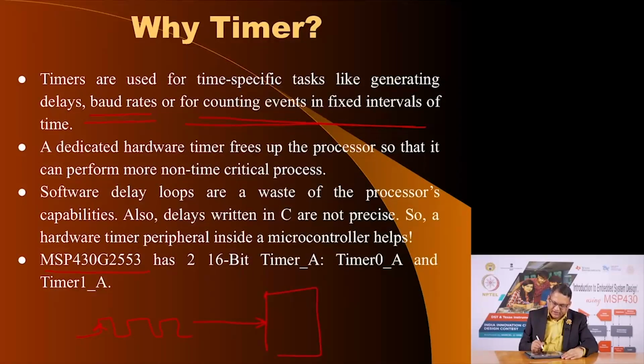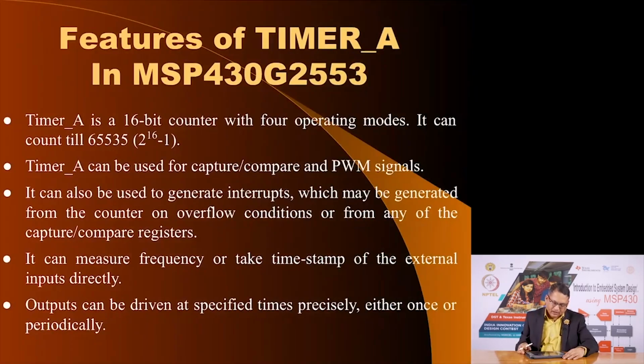MSP430 G2553 has two 16-bit timer A, and they are labeled timer 0A and timer 1A, and this is over and above the watchdog timer that it has, which can also function as a timer. The timers on MSP430 are 16-bit counters, which means they can count from 0 to 65535, which means they can count a very large number.